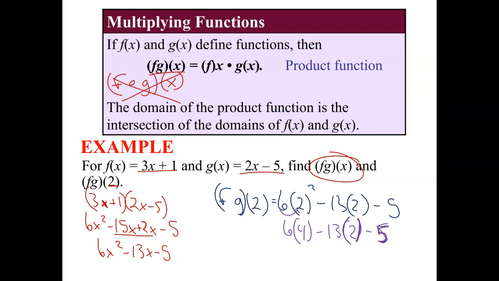6 times 4. 24. 24. 13 times 2. Minus 5. There you go. Perfect. Magic numbers. I don't know.